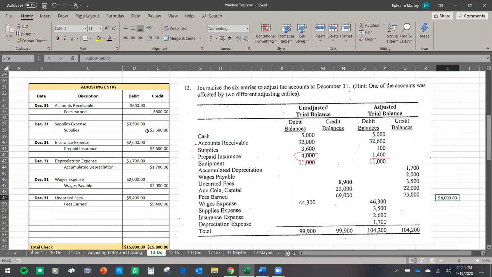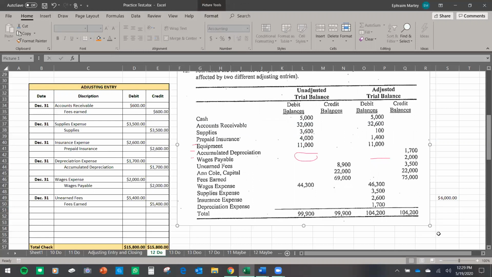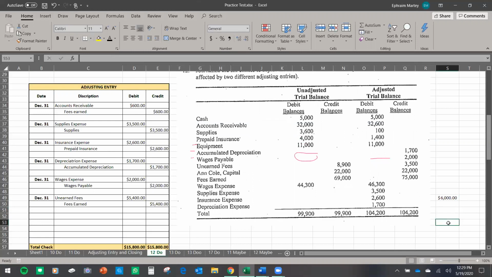Let's look through our journal entry to see if that is correct. Okay, so we'll just confirm that here by selecting. We have fees earned increased by 600 right here. Okay, there is another increase in fees earned 5,400, another here. Okay, so that is 6,000. Okay, that means we don't have to worry about fees earned because we have journalized everything here. Okay, good. Now let's go to wages expense and confirm that.